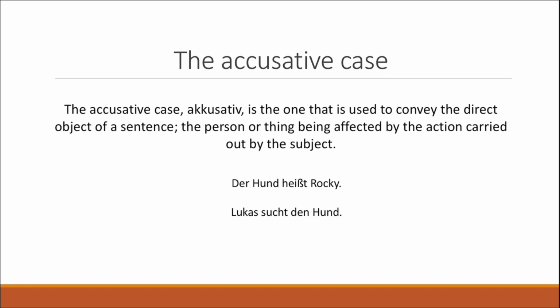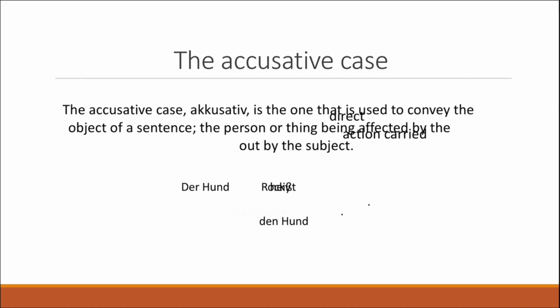Der Hund heißt Rocky, which means that the dog is named, or the dog is called Rocky, and Lukas sucht den Hund. Lukas is searching for his dog. Now, in this case, we know that der Hund is going to be the subject in the first sentence because it's the dog that is called Rocky. And because of that, it's nominative, so we do not have to decline it. But in the second sentence, however, Lukas is looking for something. For what is he looking for? He's looking for his dog. So because of that, it's going to be accusative, so den Hund.